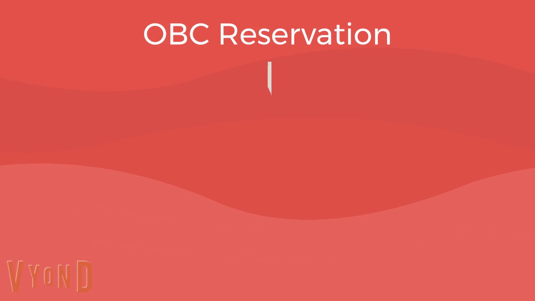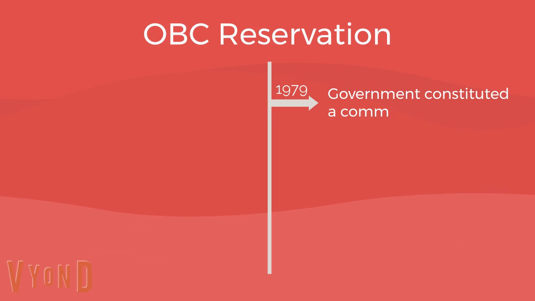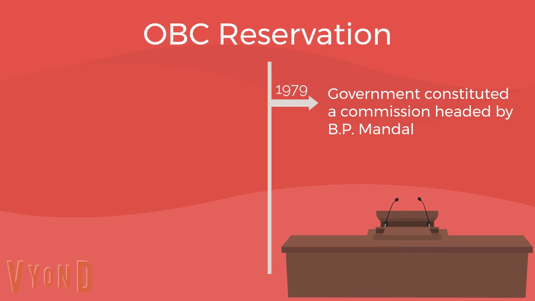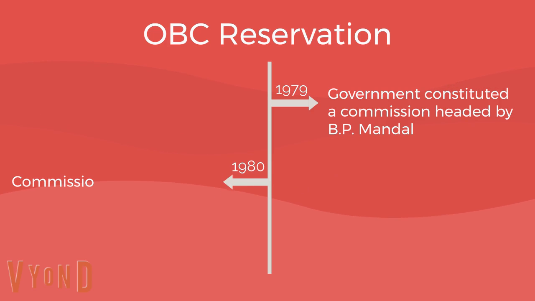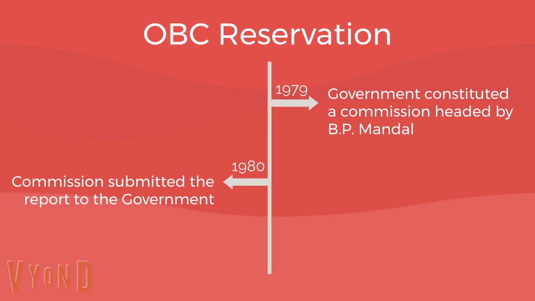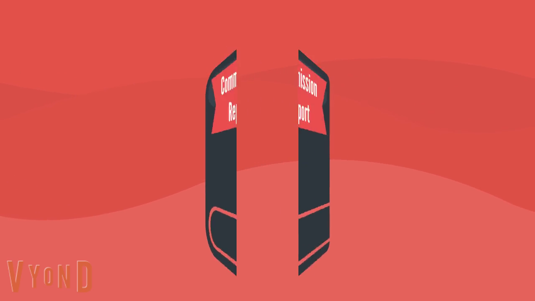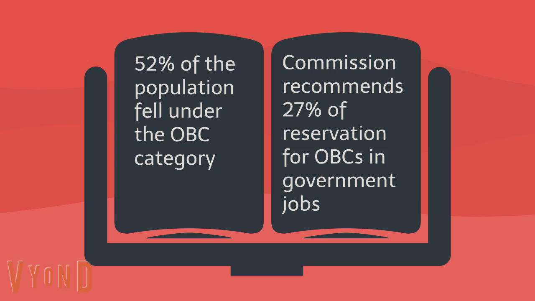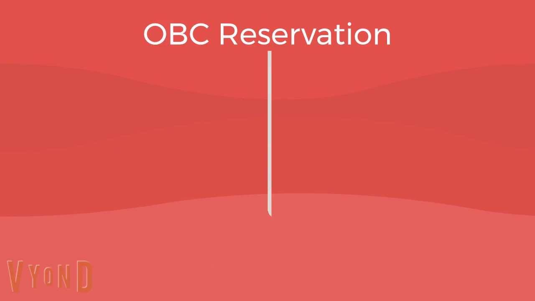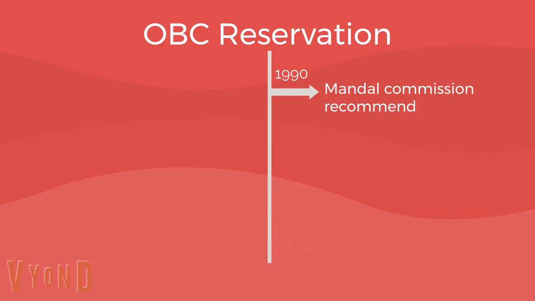In 1979, the government constituted a commission headed by B.P. Mandal to address the question of reservations for backward caste. The commission submitted its report to the government in 1980. This commission identified that 52% of the population fell under the OBC category and recommended 27% of reservation for OBCs in government jobs. But these recommendations were accepted only in 1990.